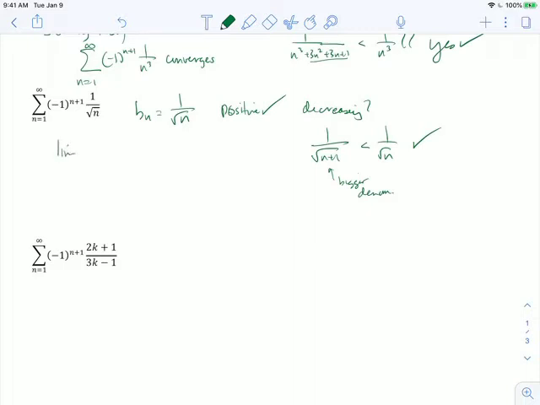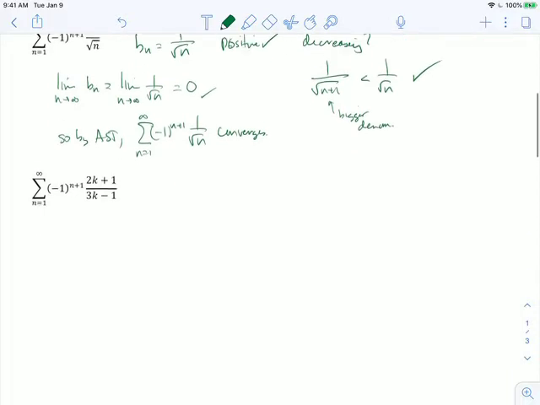So again, we look at the limit as n goes to infinity of b sub n. As n gets big, the square root of n gets big. This is going to 0. So by the alternating series test, summation n equals 1 to infinity of (-1)^(n+1) times 1 over the square root of n converges. So it's a pretty easy test to apply if you can demonstrate the decreasing part and show that the limit is equal to 0.